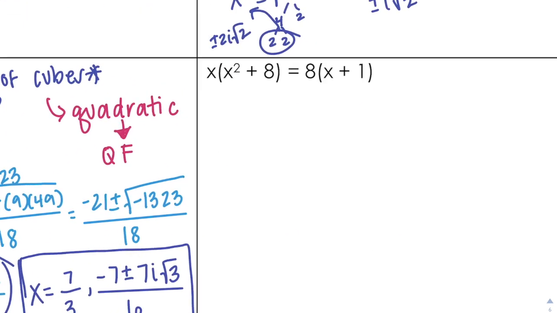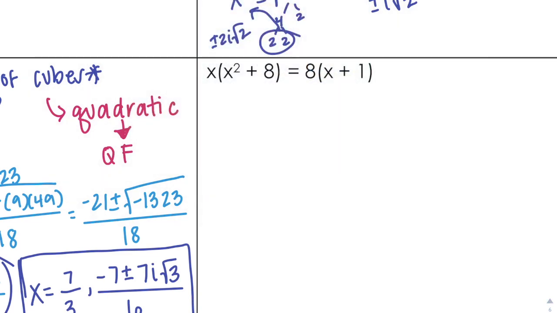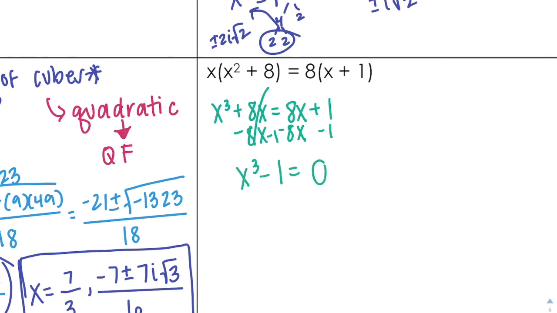So taking a look at the next one, the issue I have with this one is that it's factored but not quite in the form that I need it to be. I need it to equal 0. So I'm going to distribute everything out, put it in standard form, make sure that it equals 0. So I get x cubed plus 8x equals 8x plus 1. So I'm going to subtract 8x, subtract 8x, subtract the 1, subtract the 1. That cancels, and I end up with x cubed minus 1 equals 0.